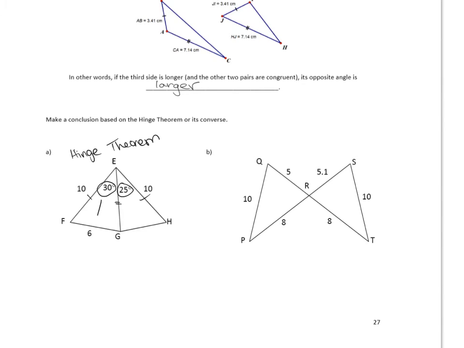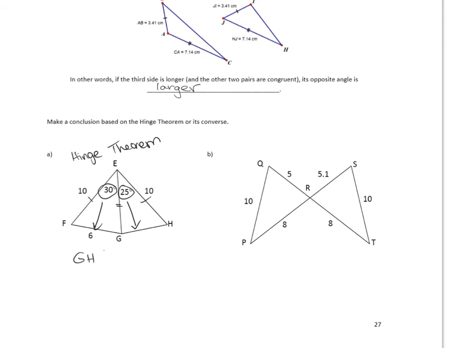And I look at my angles and I look at the sides across from the angles. Well, I can see that 25 degrees is smaller than 30 degrees. So I can say that GH, the side across from the 25 degree angle, must be less than 6, which is the side across from the 30 degree angle. And 30 is larger than 25, so 6 has to be greater than GH.